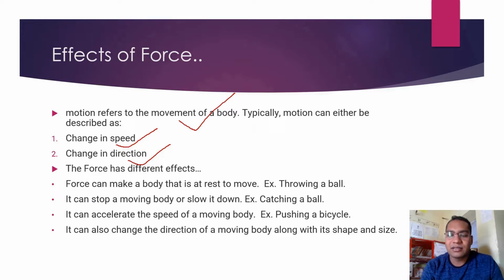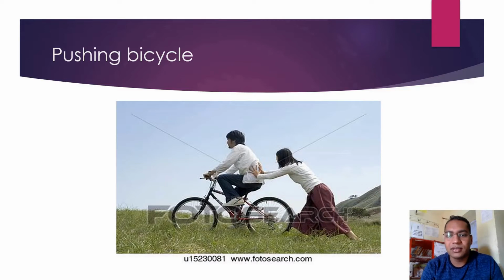It can accelerate the speed of a moving body. Accelerate means change in speed or change in motion. For example, a cycle is moving and we push it from behind, and it accelerates its motion, means it increases its motion. So force can accelerate the speed of a moving body. It can also change the direction. If a body is moving in one direction and we force it to go in the west direction, then it can change its direction or the shape of the object.